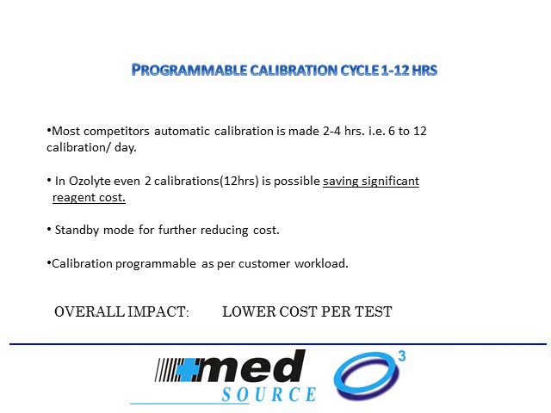Another unique feature of Ozolyte is programmable calibration cycle between 1 and 12 hours. One must understand that electrolyte analyzers require regular calibration, which is performed automatically by the machine. On most machines, this calibration needs to be performed every 2 hours. This means that on a standard electrolyte analyzer from a competitive product, almost 12 tests in a day are used only for calibration.